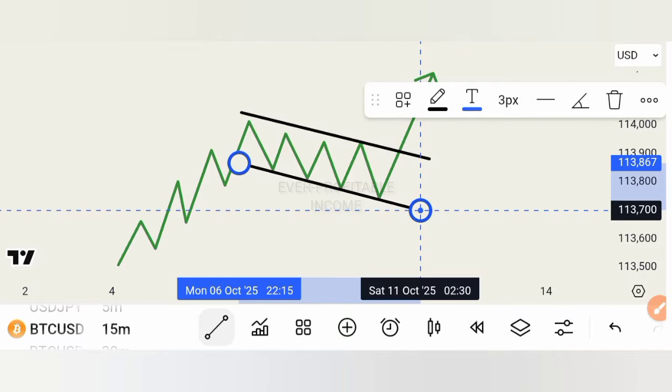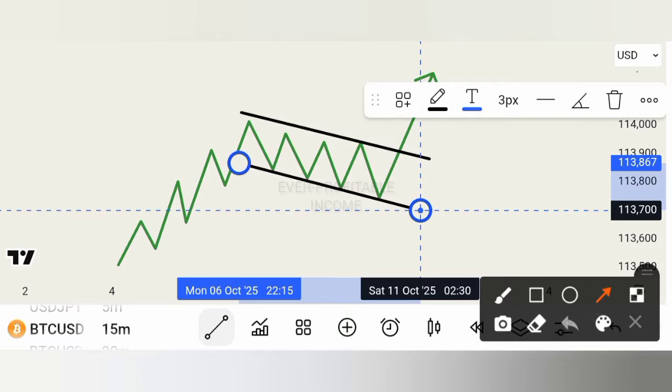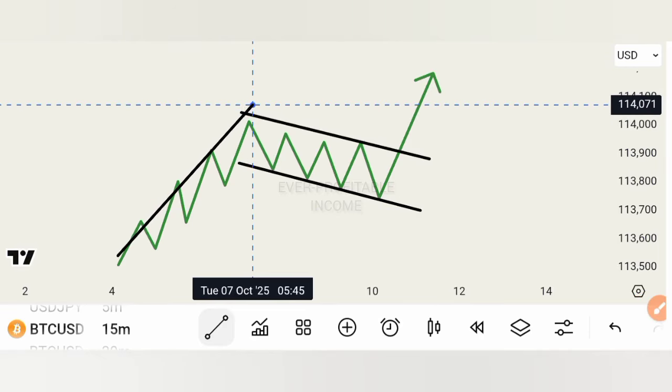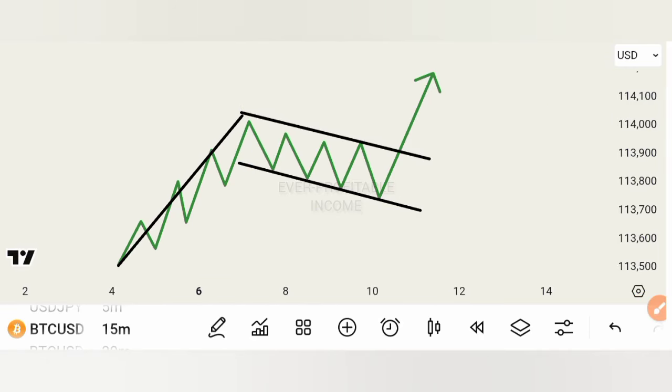Okay, can you see that the flag was formed, and this upward trend here is regarded as the pole, right? So I'm just going to use the trend line to draw the pole over there. So right here, you can see that the flag was formed. Can you see that? The flag was formed.